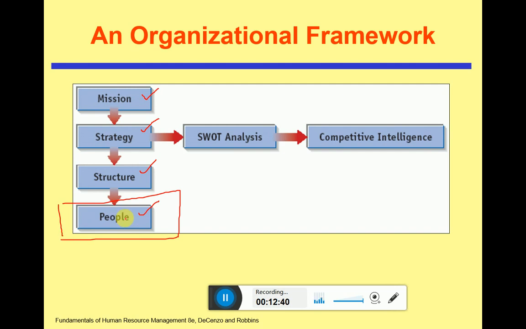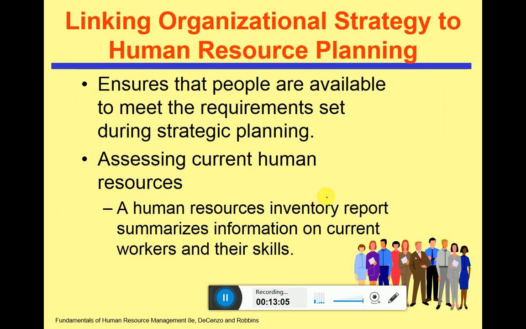How many people are needed, with what knowledge, what degrees, what experience, and what the organization already has among its current people. Then the overall framework becomes clear, the structure becomes clear. Organizations always start from the mission, and then comes the concept of people. And then there is the SWOT analysis, and then the competitive intelligence concept. Now, HRP ensures that people are available to meet the requirements set during strategic planning.